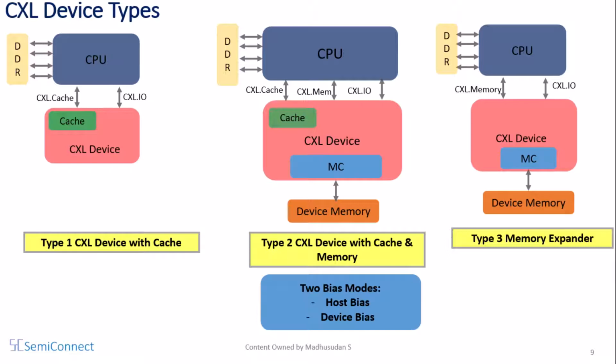Then there is a type 3 CXL device, which is just a memory expander. For example, it could be considered just an extension of your host memory, where reads and writes happen to this CXL device. So it is just a memory expander. So these are the three different types of CXL devices that are discussed in the CXL specification.